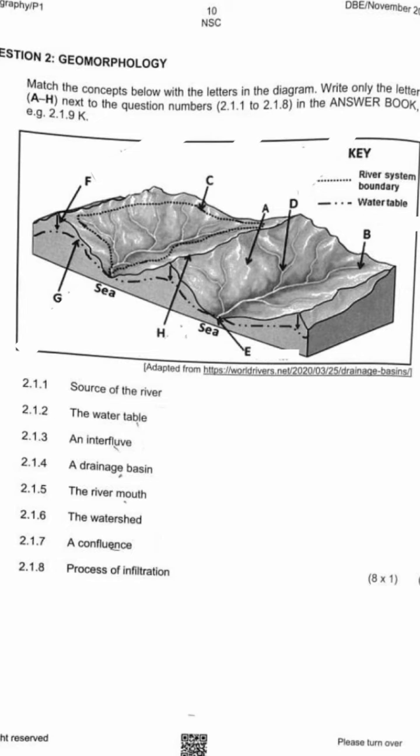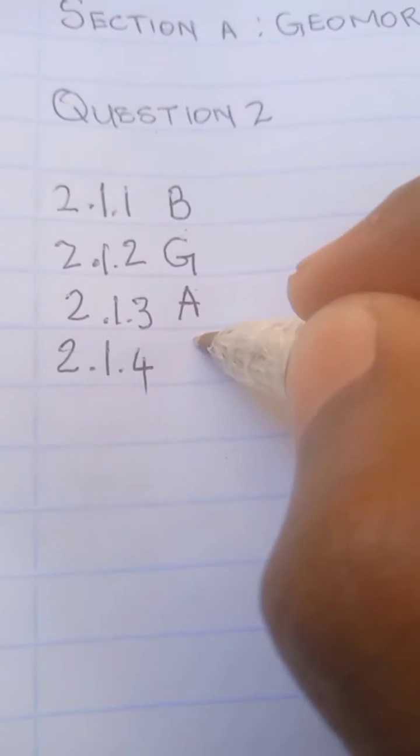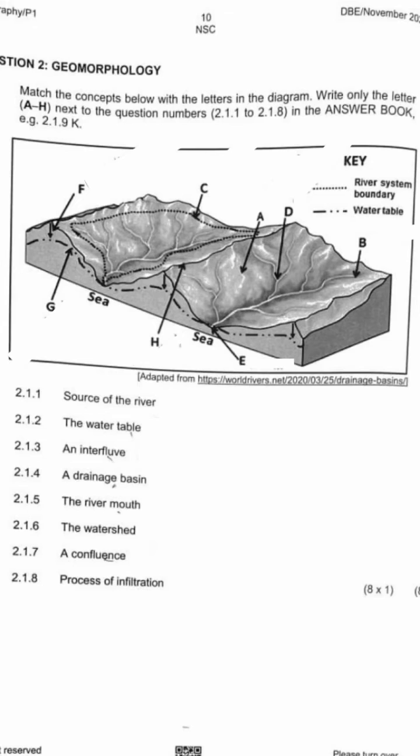2.1.4, a drainage basin. Okay, so a basin, guys, should be demarcated by that dotted line, because that's the river system boundary. There's only one letter that points to that dotted line, and that is C. So C has to be a drainage basin. I'm going with C on this one, just by interpreting the diagram, looking at what the key is telling me. That gives me clues. Okay, we're done with 2.1.4. Let's head on to 2.1.5.